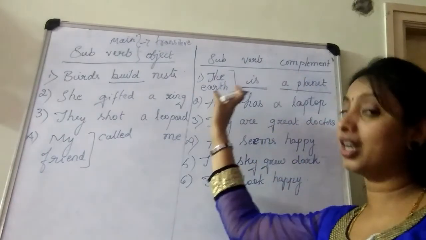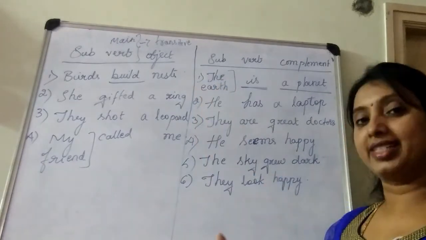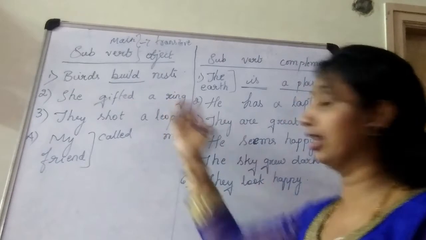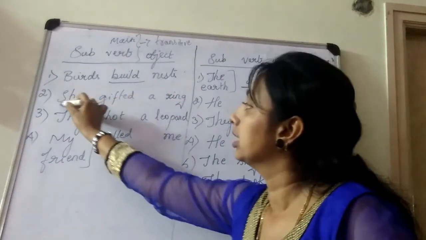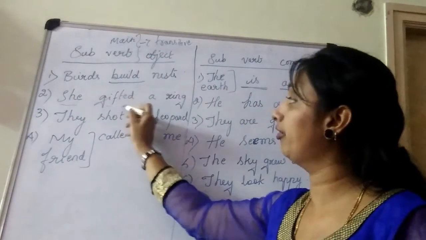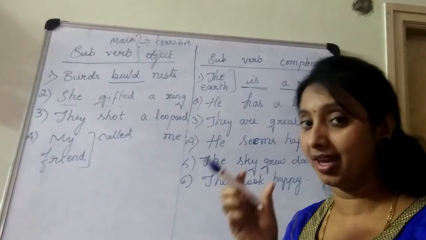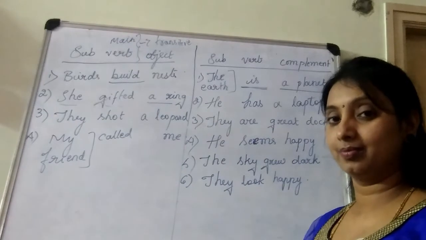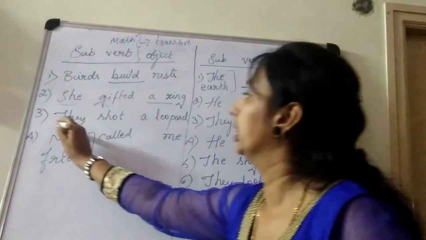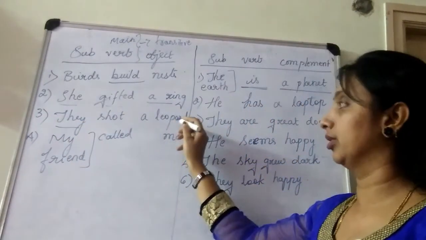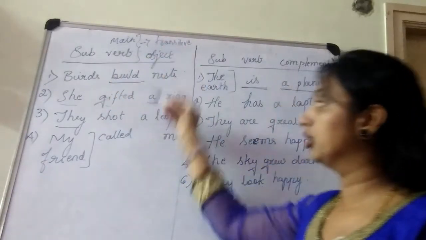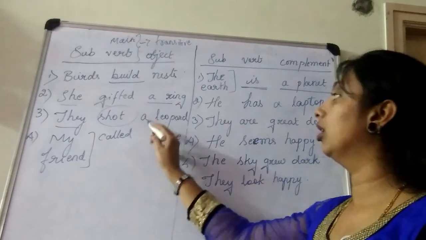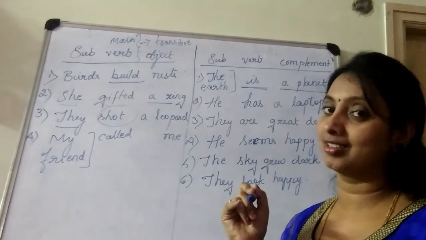I hope these two are clear. We will see some more examples to make it very clear. She gifted the ring. She is a subject. Gifted is a main verb, correct? Then a ring is an object. Next. They shot the leopard. They, subject. Shot is a main verb. Therefore, a leopard is an object.